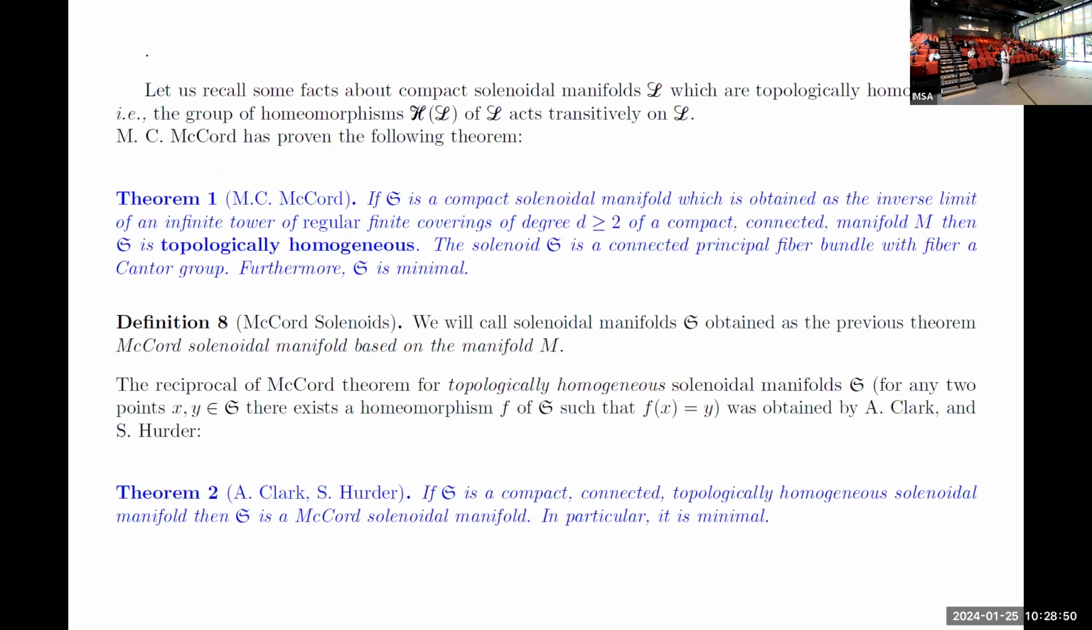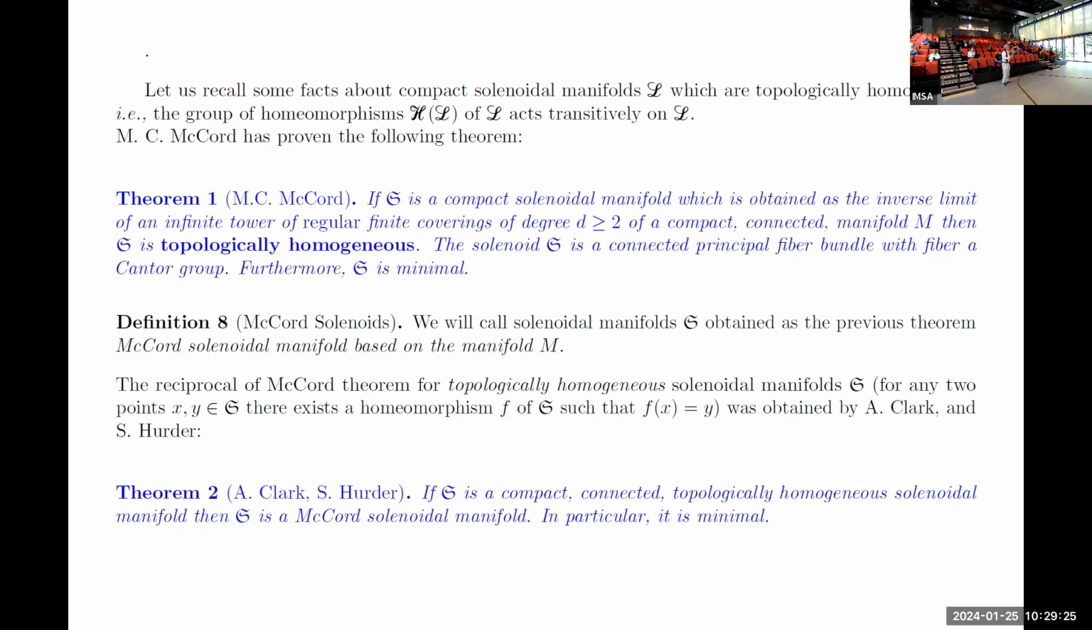Okay, so these are the important theorems. McCord says a compact solenoidal manifold, as I told you already and I read it again, obtained by an infinite tower of regular finite coverings of a compact connected manifold, is topologically homogeneous. It's easy because of the principal bundle structure. This is the McCord solenoid, but the converse is very interesting. If you have a compact connected topologically homogeneous space that is locally a Cantor set times a manifold, it is a non-trivial theorem.